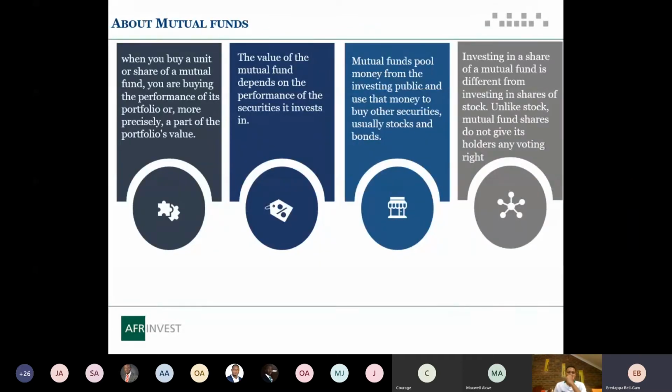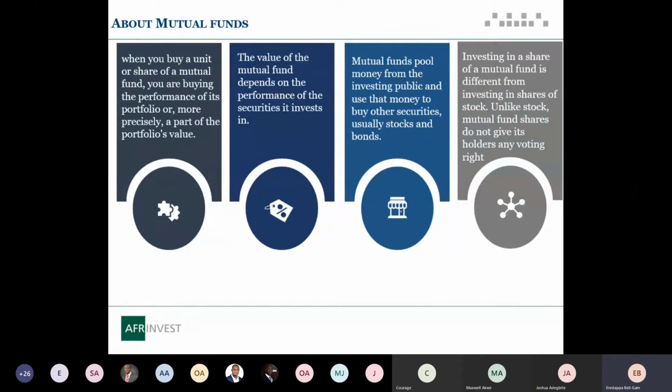So a few more things that you should know about mutual funds is that when you buy a unit or a share of a mutual fund, you're buying into the performance of the fund and part of the portfolio's value. Because remember that the mutual fund is not just you, right? It's a group of people that come together to invest in this security. So you're buying a unit of the mutual fund, so you're buying into the total portfolio of the fund. A portion of it now belongs to you.